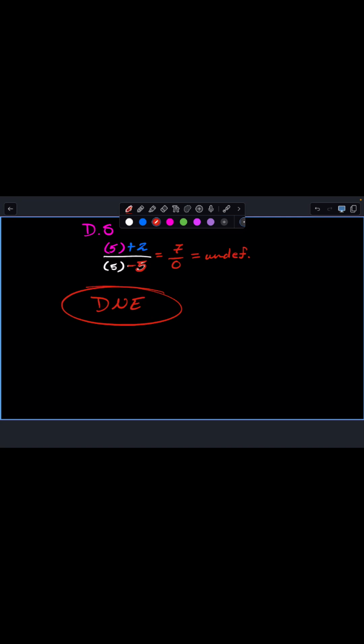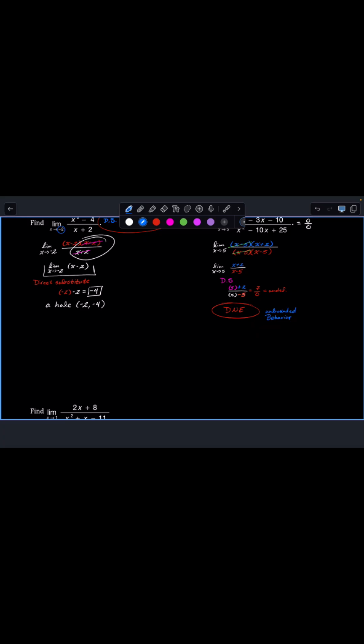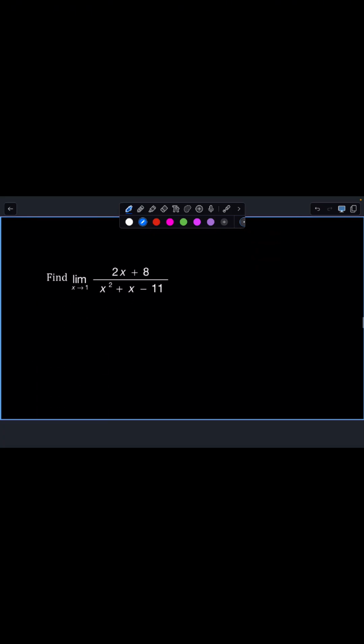So what that means is that we had an unbounded behavior. What do I mean by that? It means the graph doesn't necessarily reach an actual y value. It goes like that. It goes probably to infinity, or negative infinity. Okay. So now that we're getting the concept here, what do we do first?